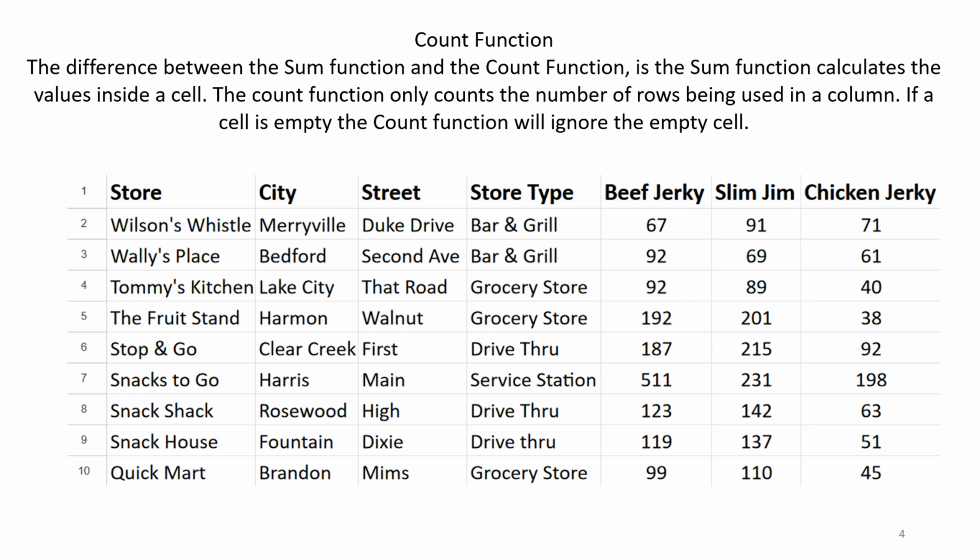The difference between the sum function and the count function is that the sum function calculates the values inside a cell. The count function only counts the number of rows being used in a column. If a cell is empty, the count function will ignore the empty cell.